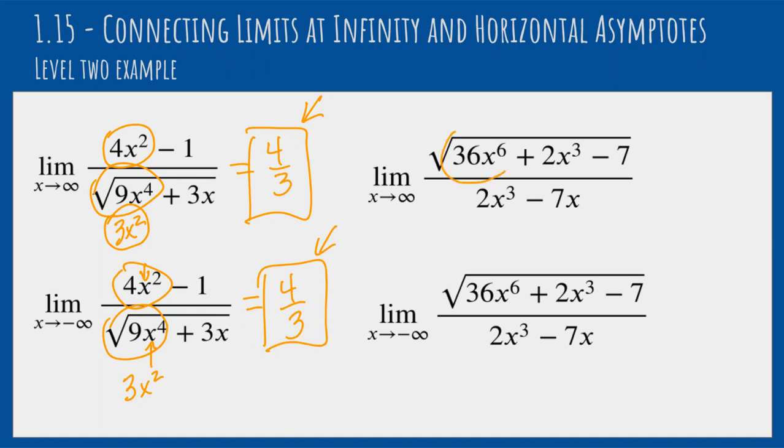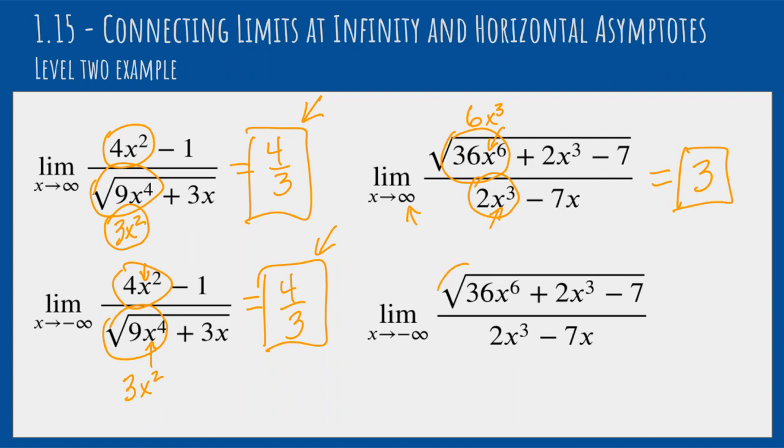Now over here, numerator dominated by the square root of 36x to the sixth, that's going to be 6x cubed. And denominator dominated by 2x cubed. X is a positive large number, so plug in a positive number for x here, we get a positive square root, we get positive values in here for x, positive divided by positive, it's going to give us 6 divided by 2, which is 3.